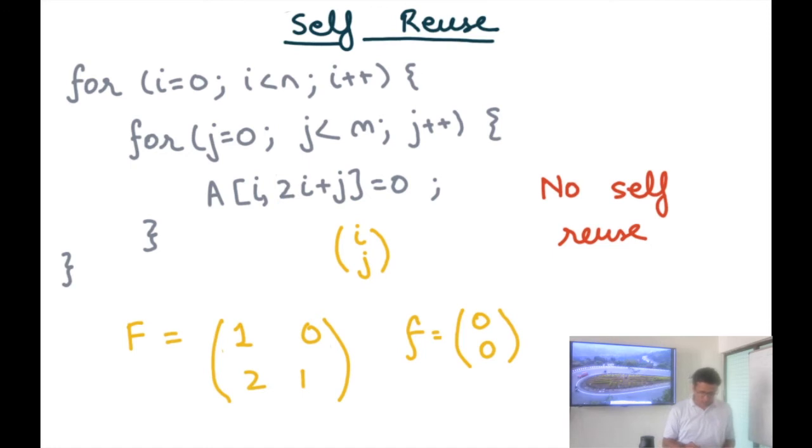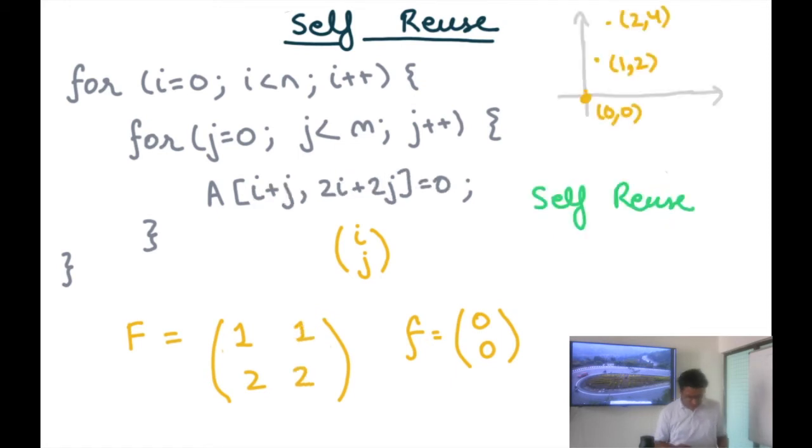For example, i, j equals 0, 0 is going to access 0, 0 plus 0, so 0, 0 of the array. 0, 1 accesses 0, 1 in the array, and so on, right? So for different values of either i or j, these are different values that are being accessed. Notice the coefficient matrix, capital F, 1, 0, 2, 1.